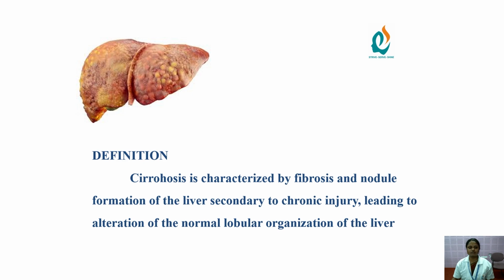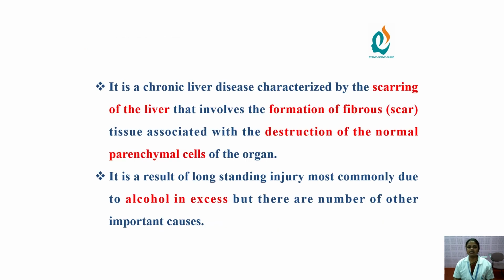So the definition of liver cirrhosis. Cirrhosis is characterized by fibrosis and nodule formation of the liver secondary to chronic injury, leading to alteration of the normal lobular organization of the liver. It is a chronic liver disease characterized by scarring of the liver that involves the formation of fibrous, that is scar tissue, associated with the destruction of the normal parenchymal cells of the organ.